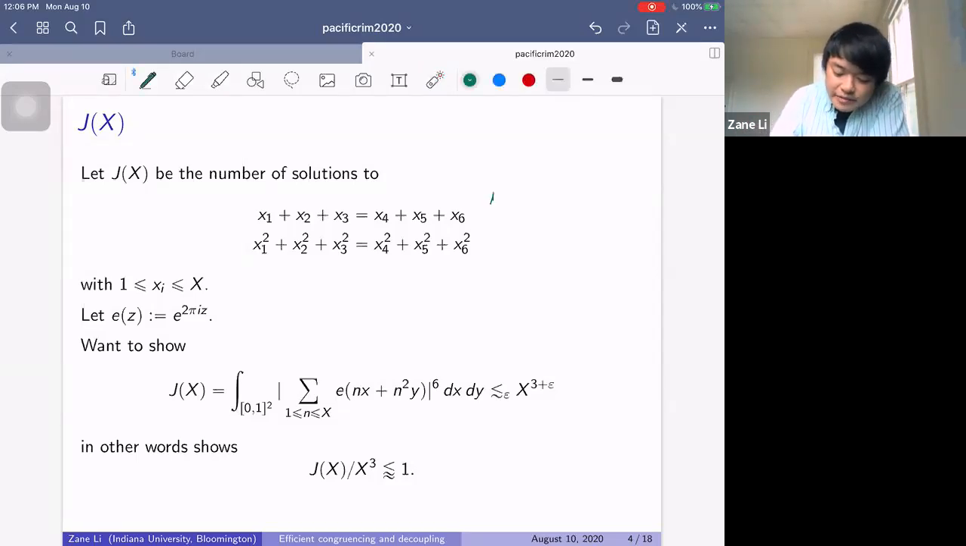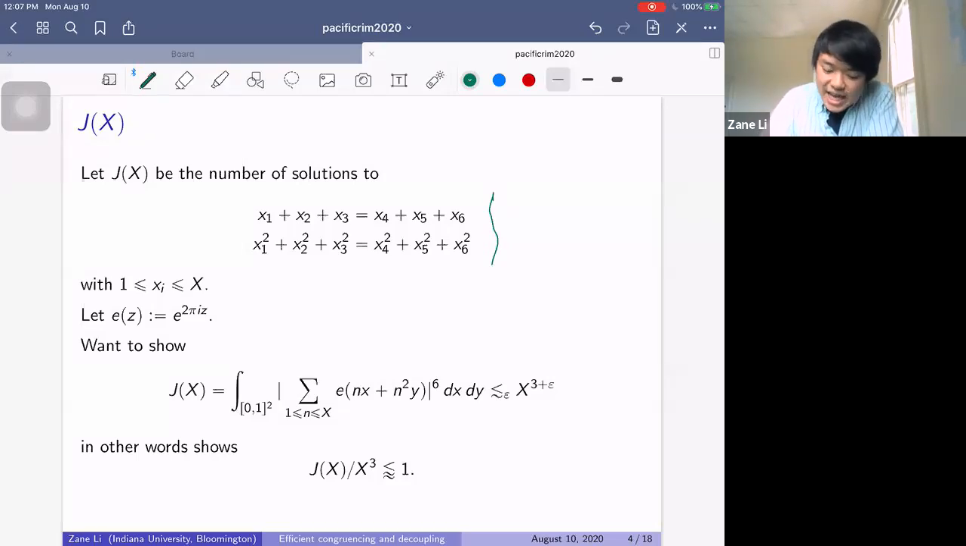J of x is the number of solutions to this system right here, where the xi's lie between 1 and x. Okay, so just to remind you how the heuristics work, how many solutions should I expect? The diagonal solutions give me x cubed. So I just let x1 be x4, x2 be x5, x3 be x6.